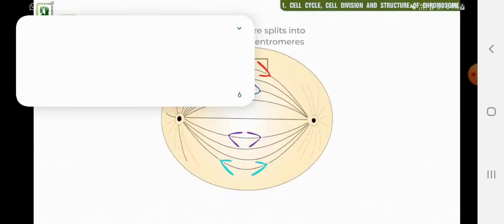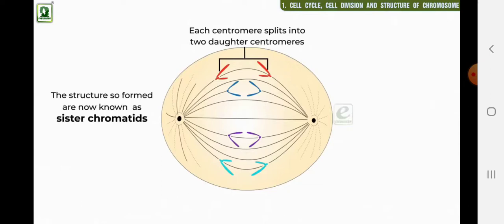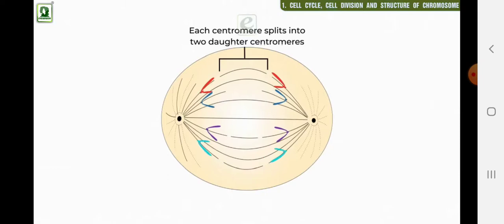Anaphase. Each centromere splits into two daughter centromeres, each retaining one of the two chromatids. The structures so formed are now known as sister chromatids or daughter chromosomes. Sister chromatids, that is, daughter chromosomes of each pair so formed, start moving towards the opposite poles. This movement is perhaps brought about by the contraction of spindle fibers.